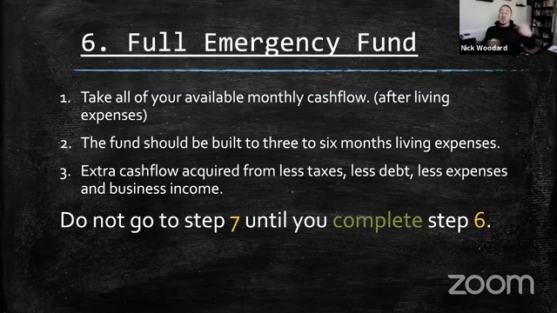The extra cash flow can be acquired from lowering your taxes, lowering your debt, lowering your expenses, and business income, right? We're talking about leveraging residual income. You take all your monies, right? Because I just gave you 4 monies. When you lower your taxes, lower your debt, lower your expenses, and generate business income, that's 4 monies.